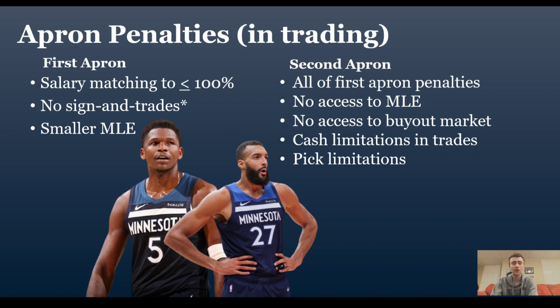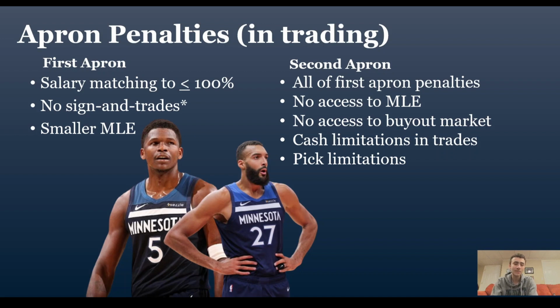Additionally, there's a smaller mid-level exception, or MLE. The mid-level exception is basically extra cash used to sign players, and it typically stands at $12.8 million. That is for non-apron teams. However, for first apron teams, this is $5.2 million, and for the second apron, which faces all of these penalties as well as having no access to the mid-level exception, this is $0. So you're going from 12.8 to 5.2 in the first apron, 5.2 to 0 in the second.